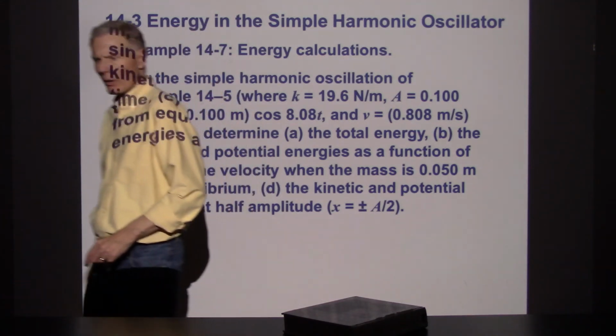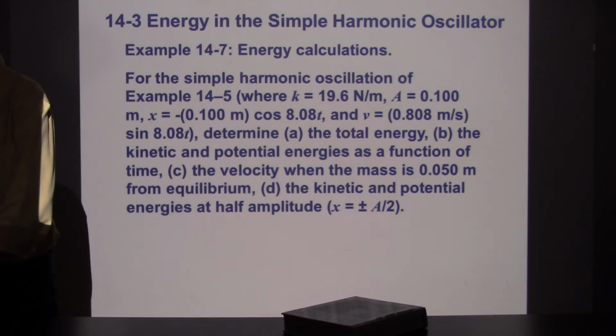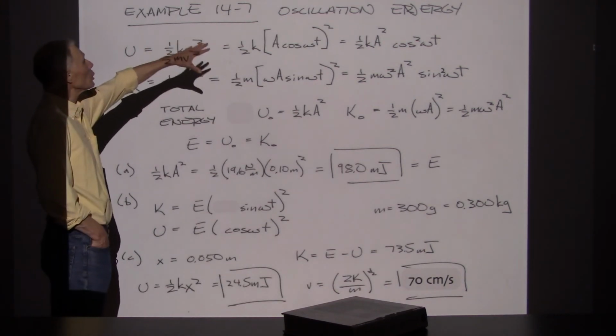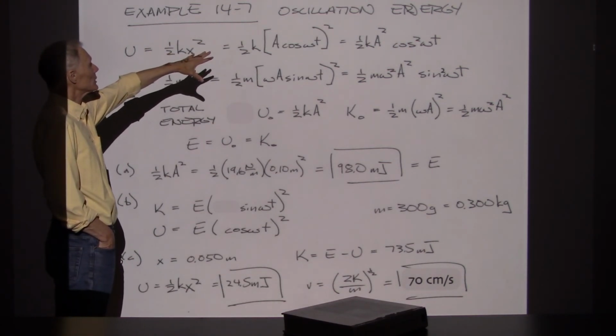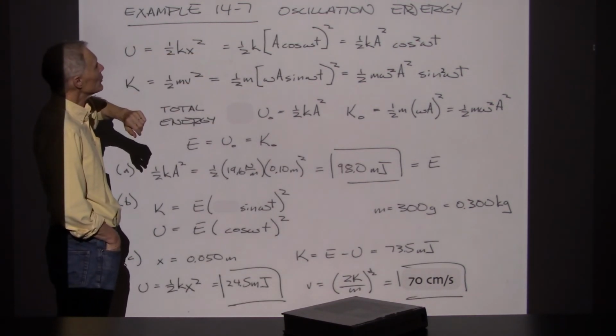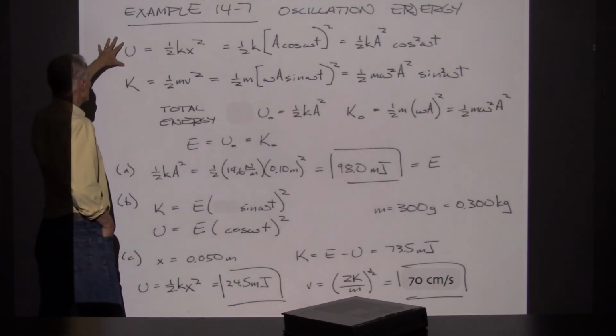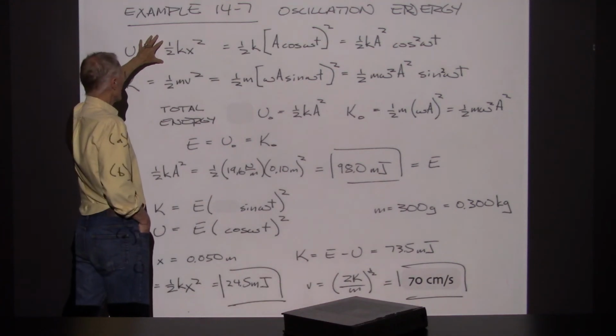Let's see if we can get all of this answered. First of all, let's take a look at oscillation energy. Ooh, I hope I spelled energy correctly. Let's take a look at oscillation energy. There's potential energy. That is 1/2 kx squared.